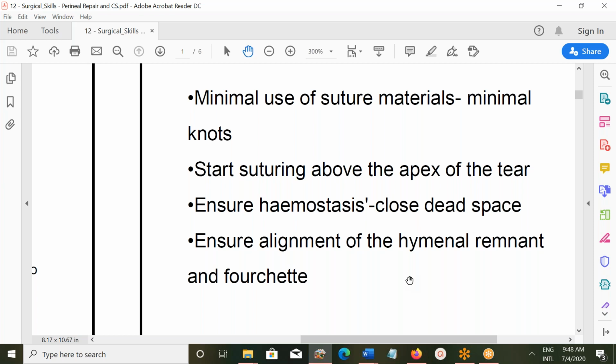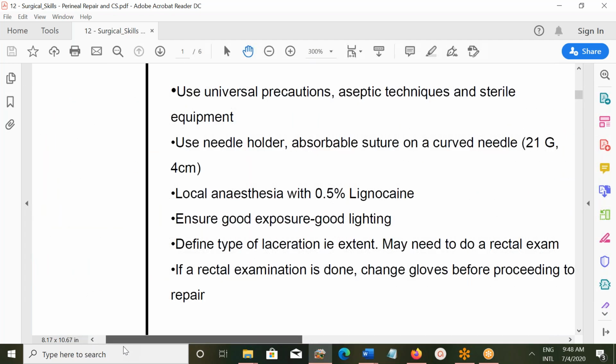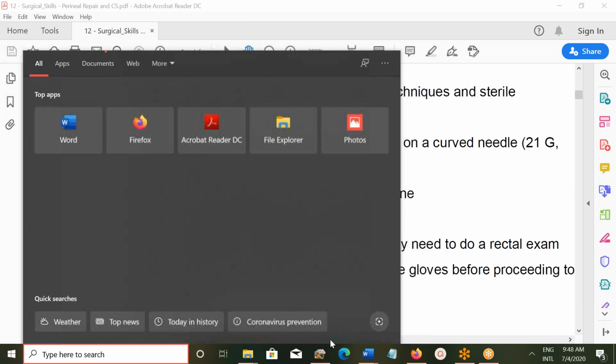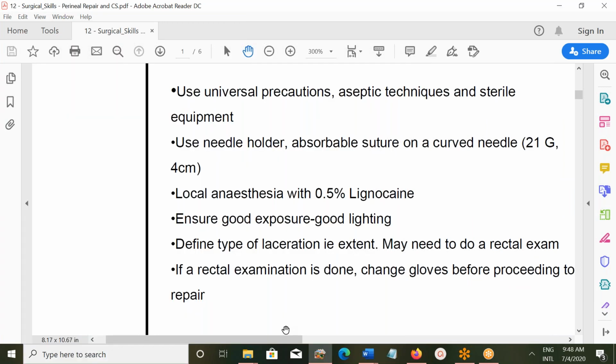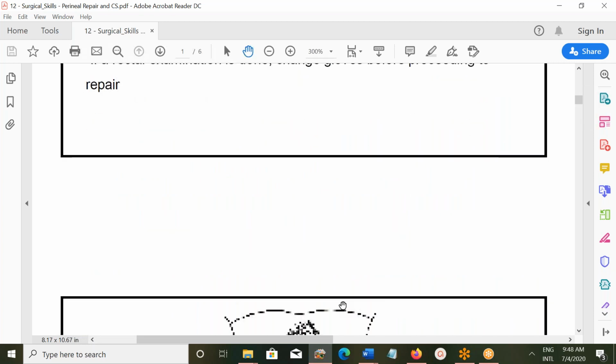Then you should ensure that all of the structures, like the hymenal remnants and the fossa, that is the posterior part of the vestibule, are in the same line. That is to restore the original anatomy. Okay? So there should be no disfigurement and no distortion of the sphincter.